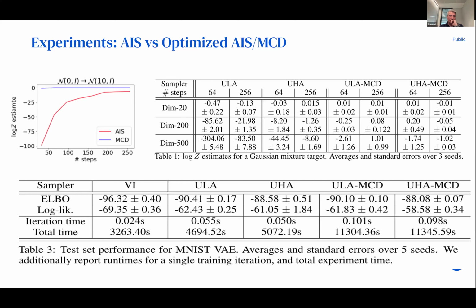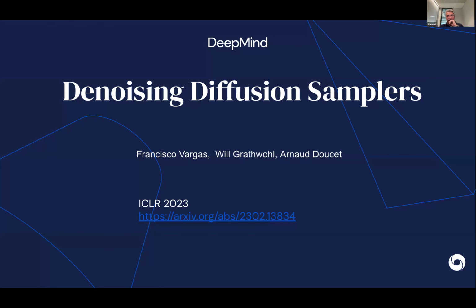And the second part of the talk is something which is somehow closer to what people have been doing in generative modeling. This is a paper that appeared last year at ICLR. It's also with Will Grathwohl from DeepMind and Francisco Vargas, who at the time was an intern at DeepMind and is finishing his PhD in Cambridge right now. Okay, so I'm going to present the idea. So the idea is the following.